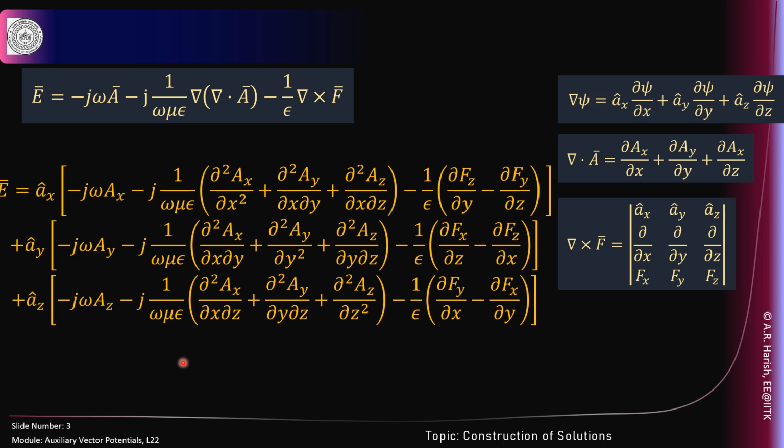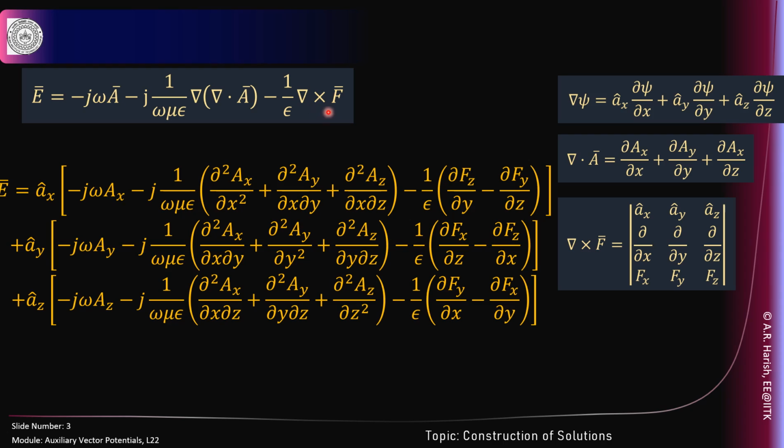For example, today I will show you one particular component, E, the x-hat component, minus j omega Ax coming from here, and here I am going to be picking up the x component of the gradient of the scalar. If you look at del dot A, I have this equation here. I want to take the x component of it. That means I take the partial derivative of this del dot A with respect to x, which gives me del 2 Ax by del x square, that term there, del 2 Ay by del x del y, that term there, del 2 Az by del x del z, that term there. Now that is the x component of this. Similarly, I can write the y and z components.